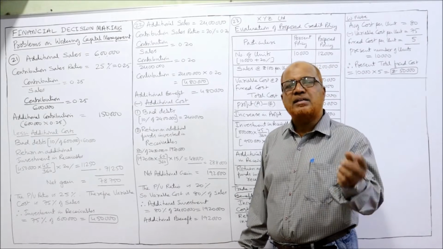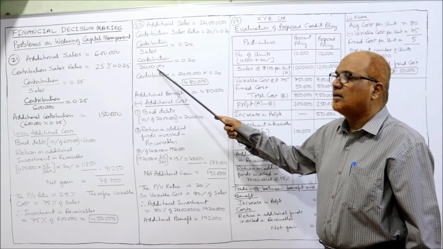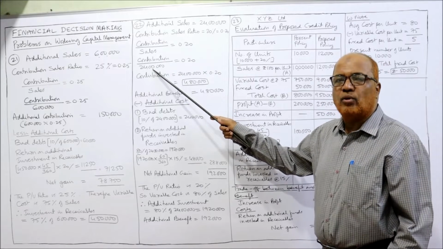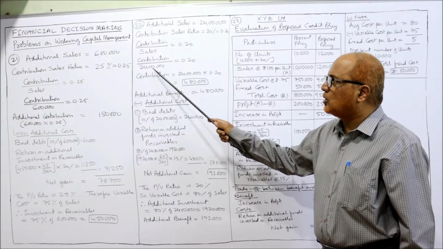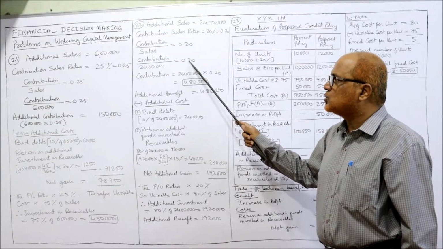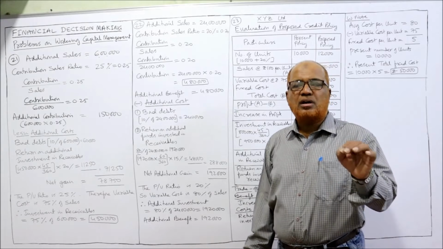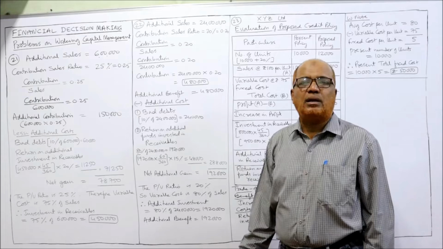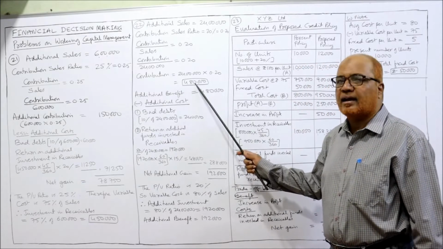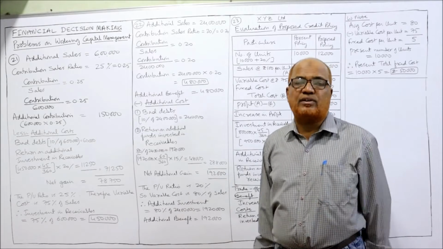Contribution we don't have, but sales we have. How much are the additional sales? 24 lakh. So in place of sales, I am writing 24 lakh. Now cross multiplication. So contribution is equal to 24 lakh into 0.20, 4,80,000. From the new credit policy, the company is going to get an additional contribution of 4,80,000. This is the additional benefit, the gross benefit.